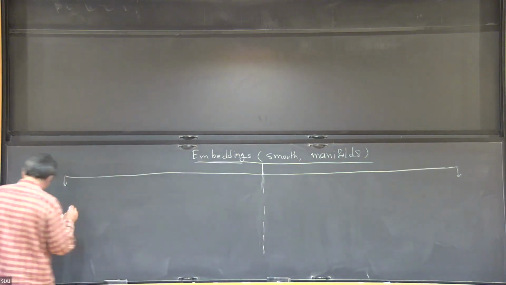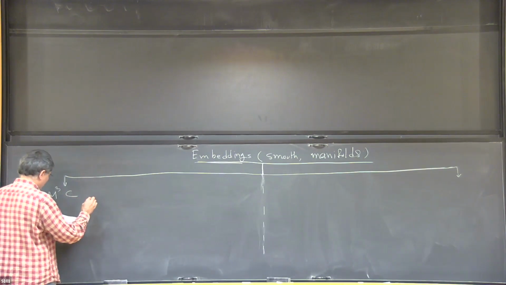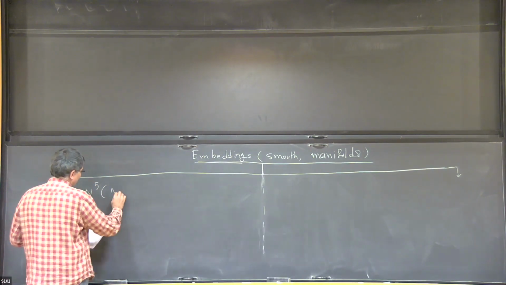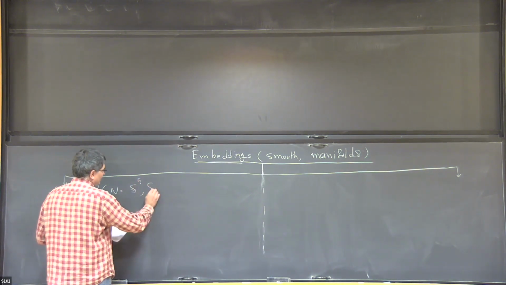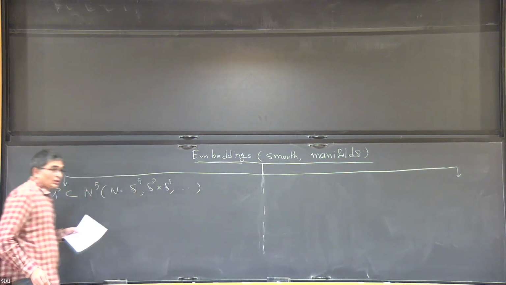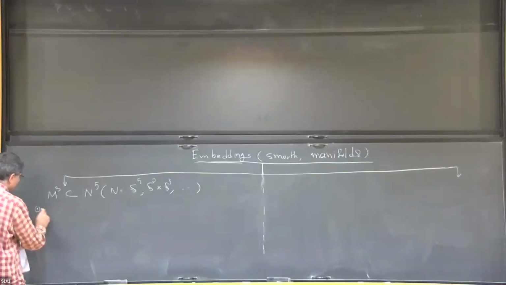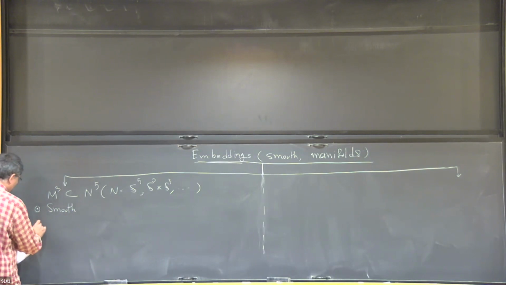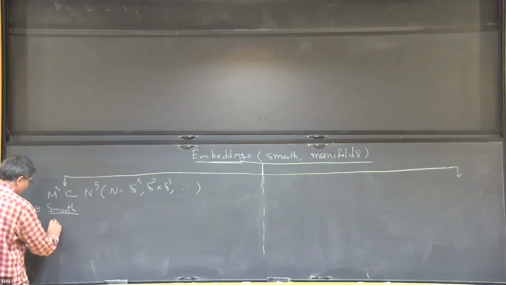One, we are going to discuss embedding of 3 manifolds in 5 manifolds, where n could be something like 5 or 3. And these embeddings we'll discuss in the smooth category and contact category.